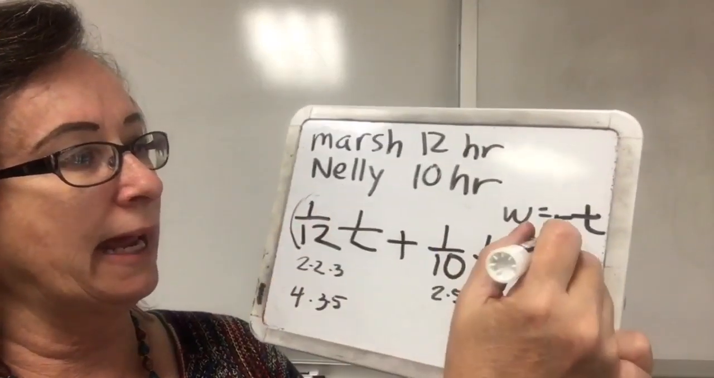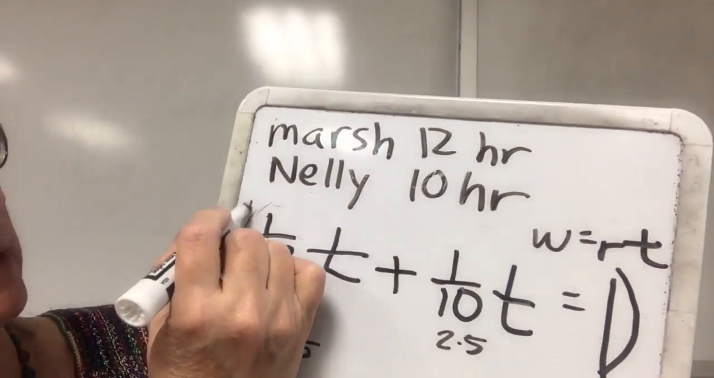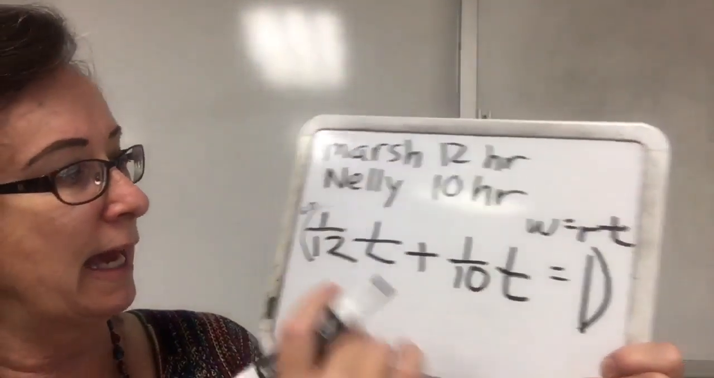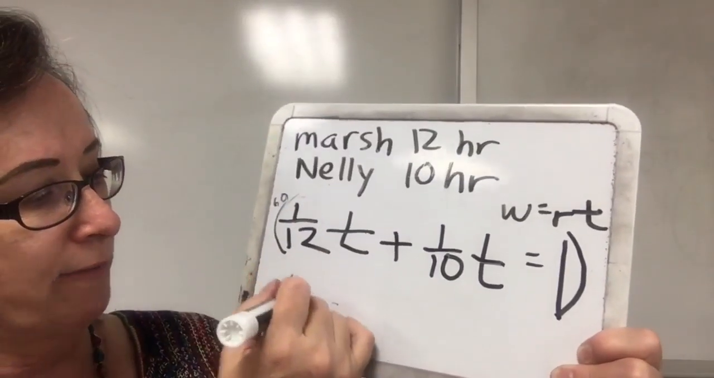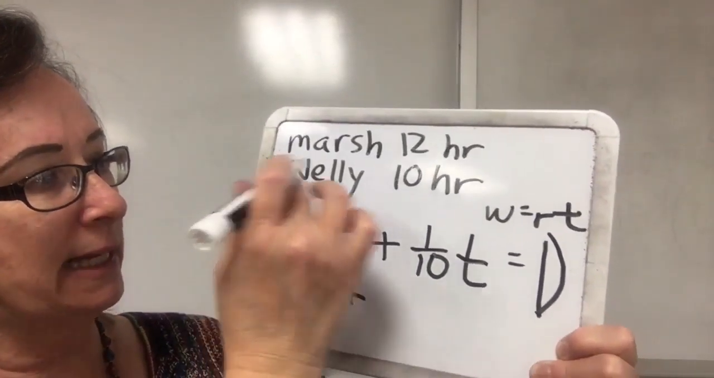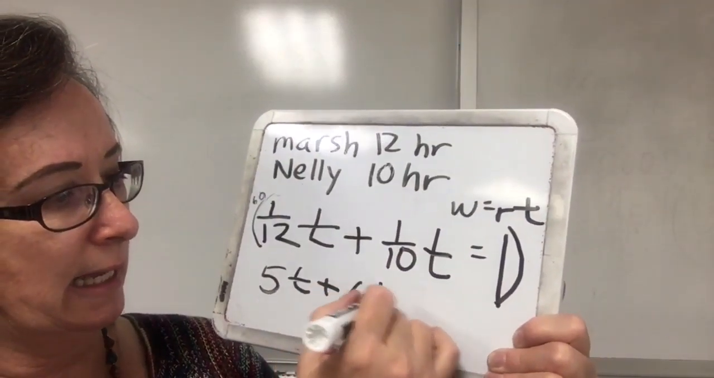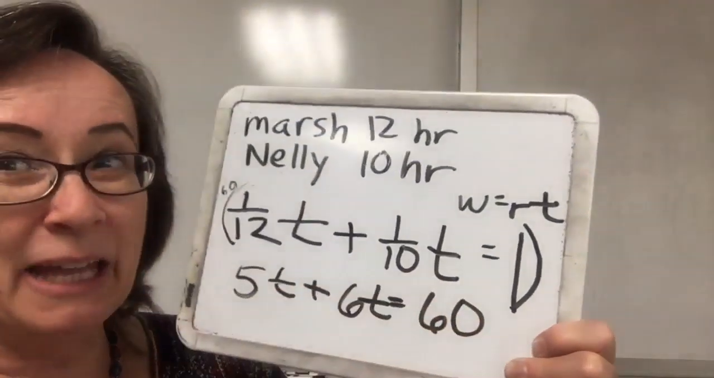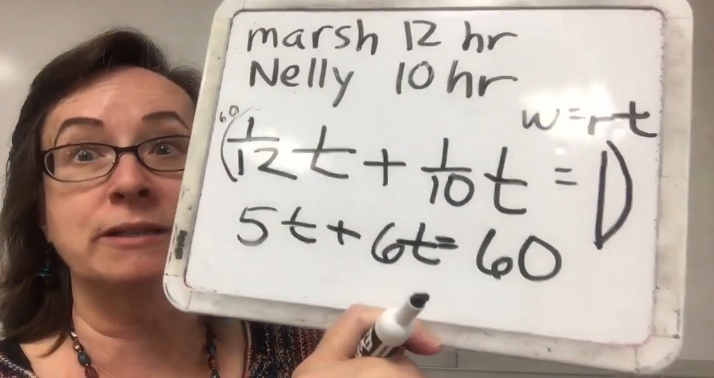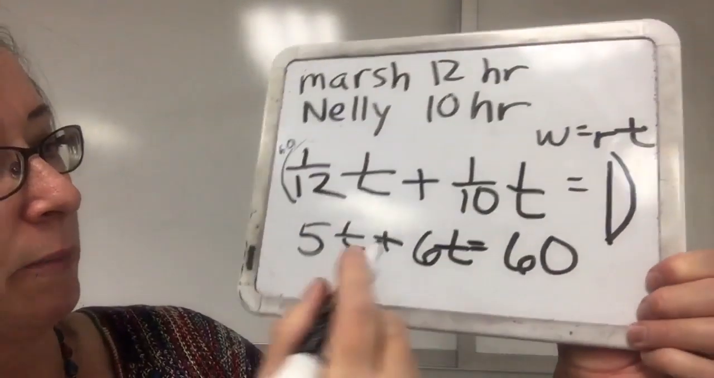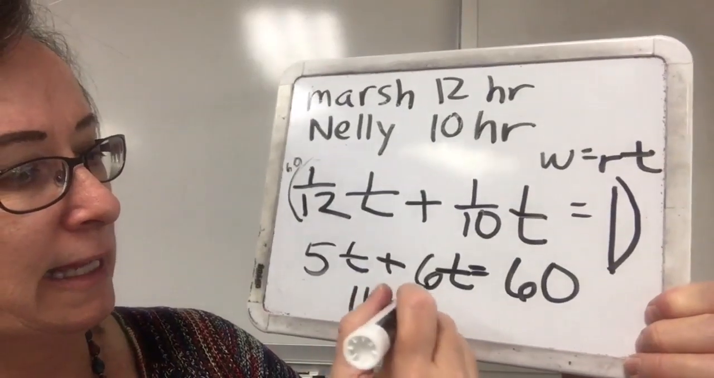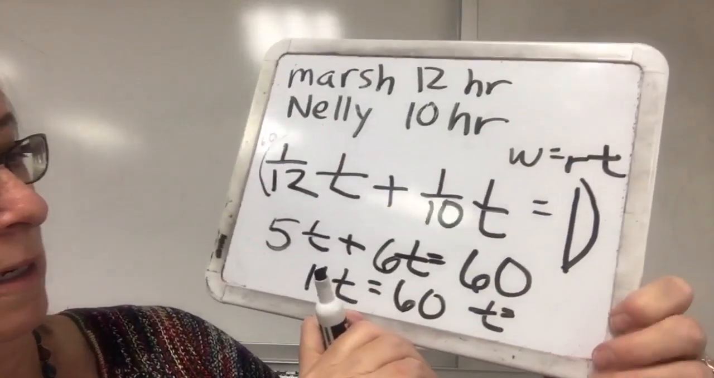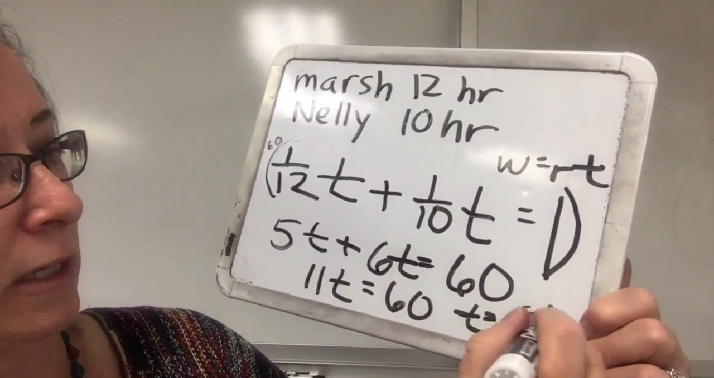So I'm going to multiply everything. I'm going to write a teeny tiny little 60 here because I'm out of space. Everything by 60. Okay? And when I do that, I get 60 over 12 is 5t, plus 60 over 10 is 6t, is 60 times 1, which is 60. A lot of people forget to multiply both sides by the least common denominator. So we have 11t is 60, and t is 60 over 11.